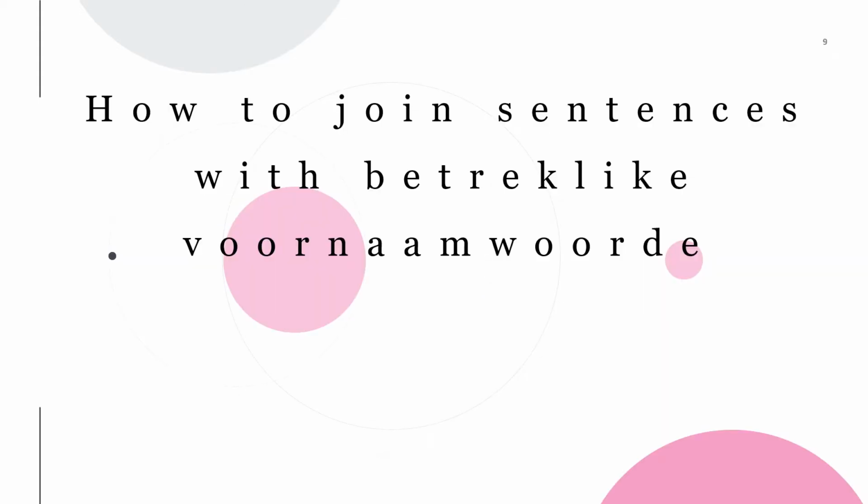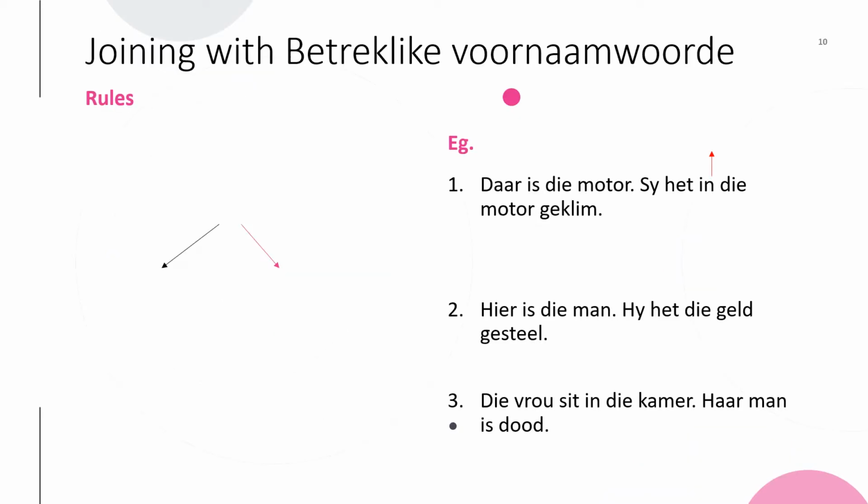How to join sentences with betreklike voornaamwoorde. Right, so let's see how to join two sentences using betreklike voornaamwoorde. So the first rule is look at the similarities between the two sentences. The first sentence says, daar is die motor, sy het in die motor geklim. So what is the same here? We have die motor and we have die motor. So that's exactly the same. So we have now indicated what is the same in both sentences.